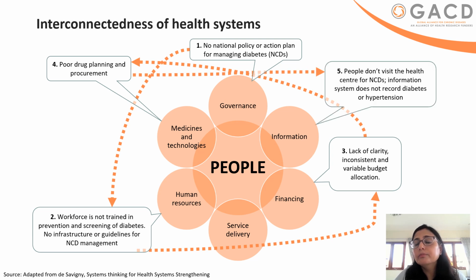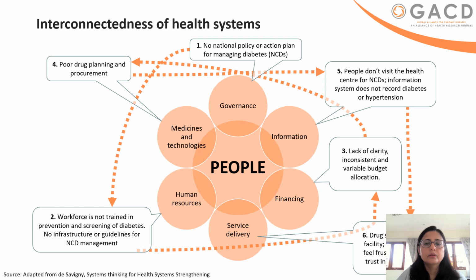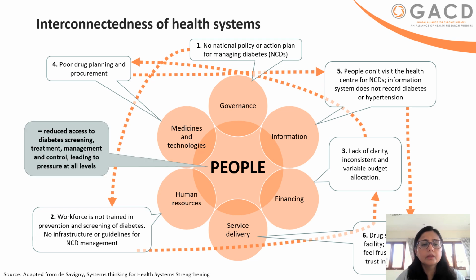And if people are not going to get drugs at their health center, it's unlikely that they will visit their public health system or a primary health care center. And therefore, the country may not have good baseline data or an information system on the prevalence of diabetes or hypertension. I'm sorry, this image might not be visible to you all, but I wanted to highlight that in service delivery, there would be huge frustration for the frontline workers, for the clinicians, for the multitude of staff. The patients would be frustrated, and there would be no trust within the health system. And overall, there's an impact for all the people, and there's reduced access to diabetes screening, treatment, management, and control, leading to a lot of pressure at all levels.